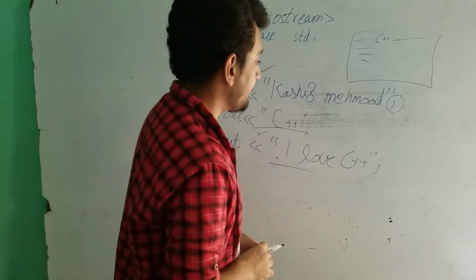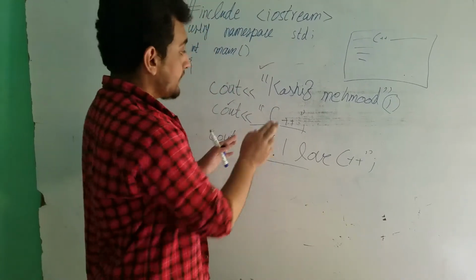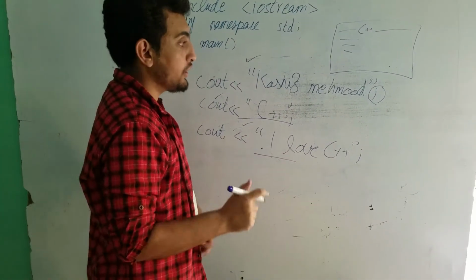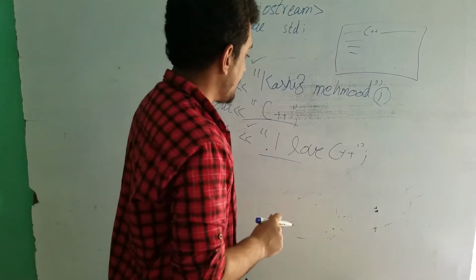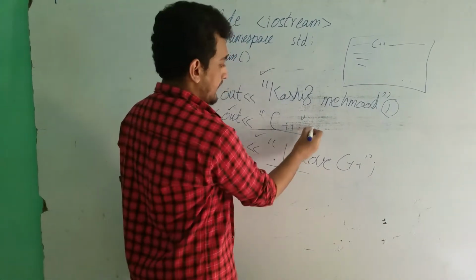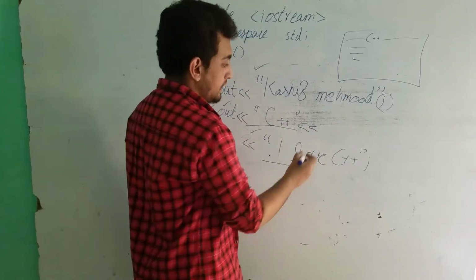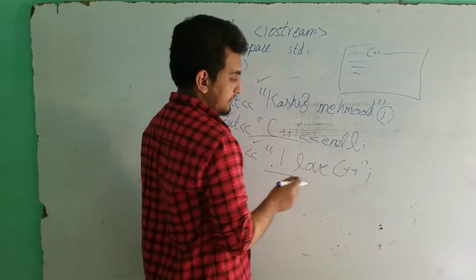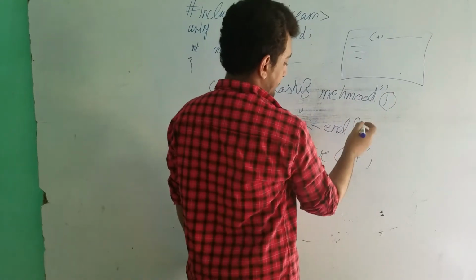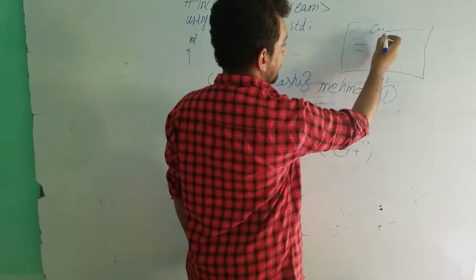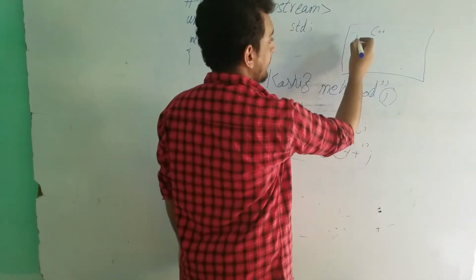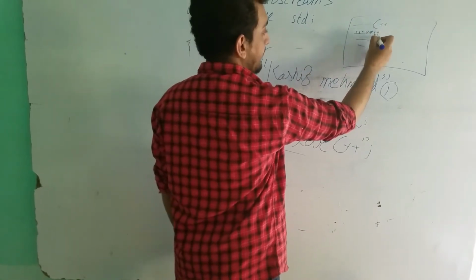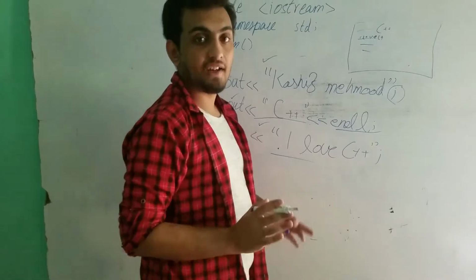The reason is that in order to display these lines in the next line on your console, you have 2 methods. The first method you can use is again the insertion operator, then endl. After that it will be like this: C++, then not here, instead of that, I love C++ will be displayed here. And endl is basically the end of line.